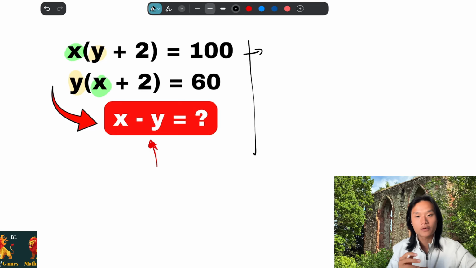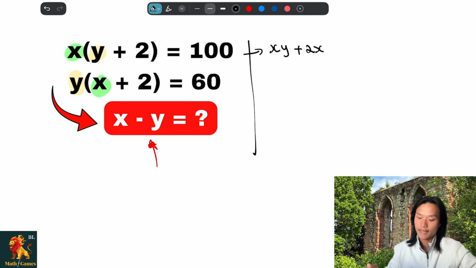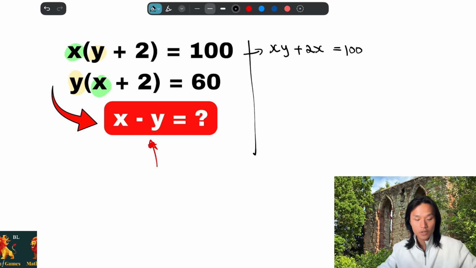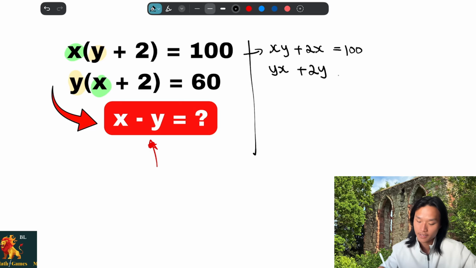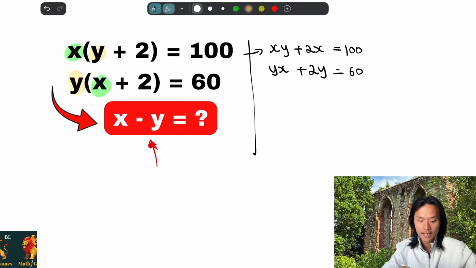I'm going to expand the brackets for the first one. So we have x multiplied by y, and then plus 2 multiplied by x, and that equals 100. Then we do the same thing for the second equation. So we have yx plus 2y, and that gives us 60. Notice that xy and yx are the same thing.